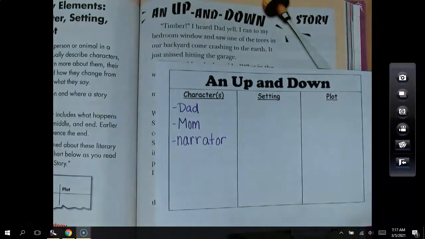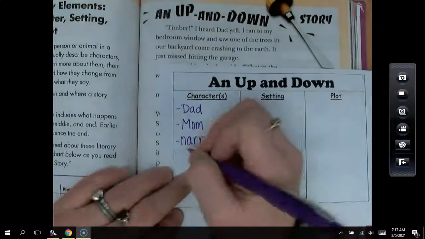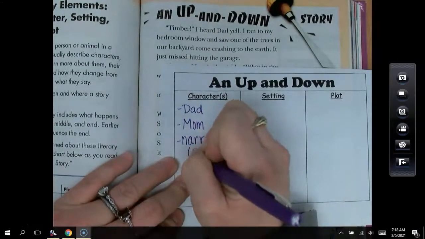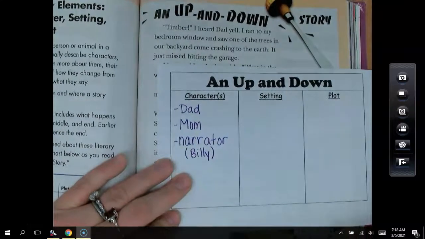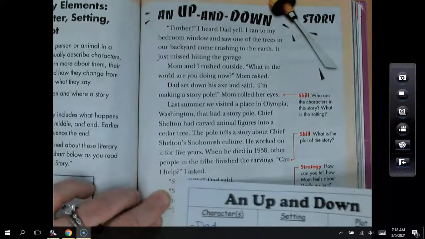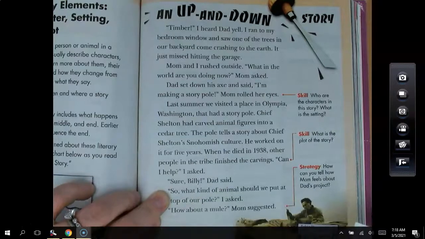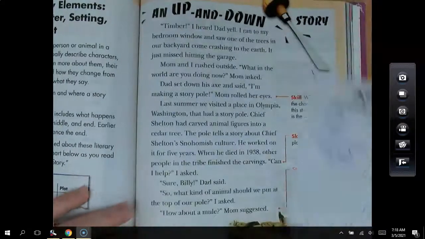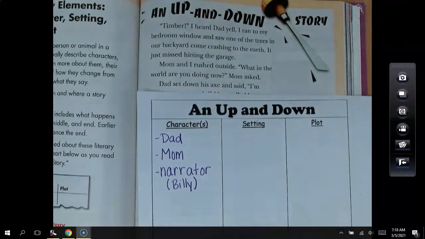In this case, at the end, we were able to figure out who the narrator is. Who is that narrator? Does anybody know? You guessed it. It was Billy. So I'm going to put Billy's name in parentheses, because right here, "Can I help?" I asked. "Sure, Billy," Dad said. Billy is our narrator. He's the one that's telling us the story.